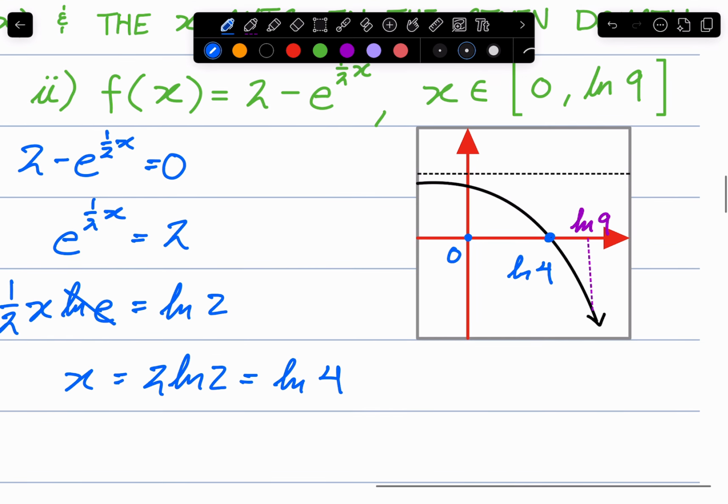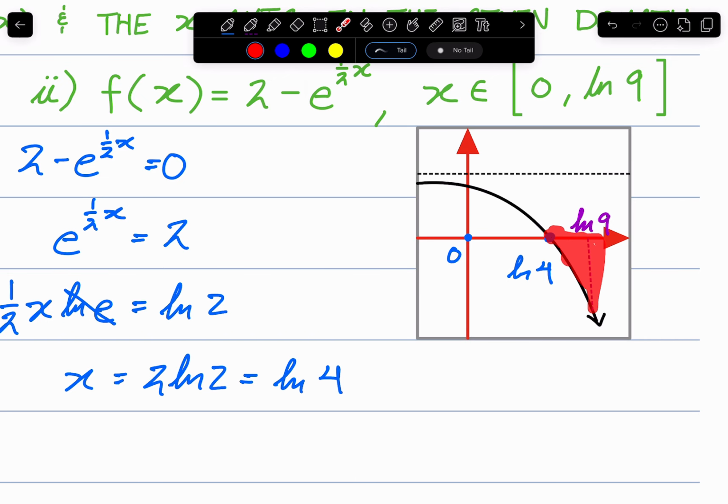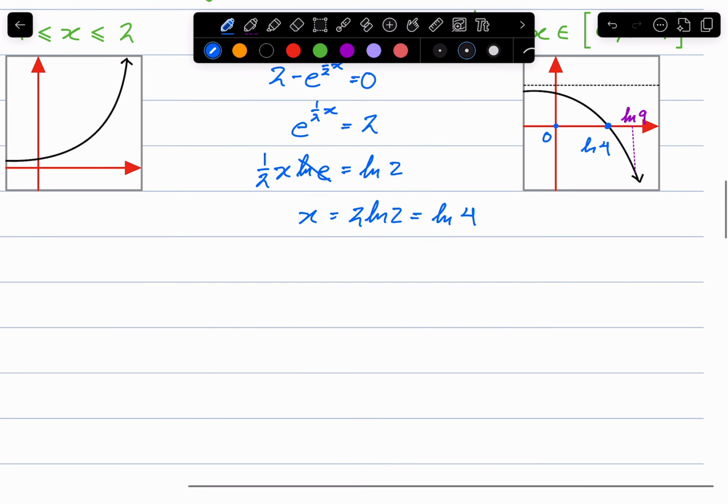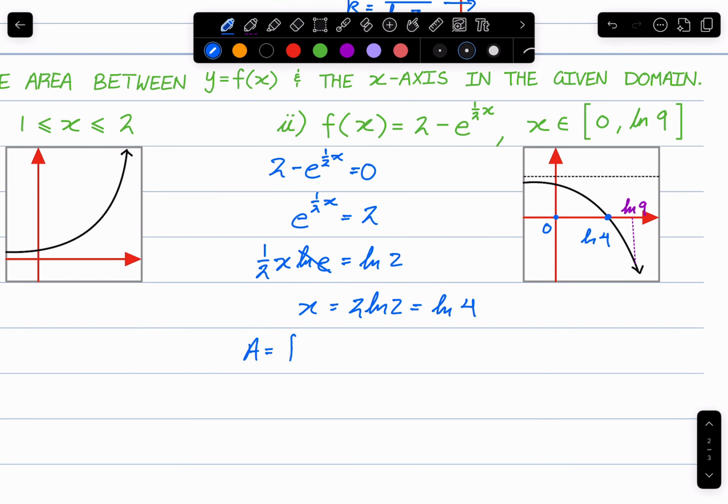Now, as I stated, because we have a negative definite integral here, we have to do two separate integrals, from 0 to ln 4, and then again from ln 4 to ln 9. So, writing this out, the area is now going to equal the integral from 0 to ln 4 of our function, 2 minus e to the half x dx.